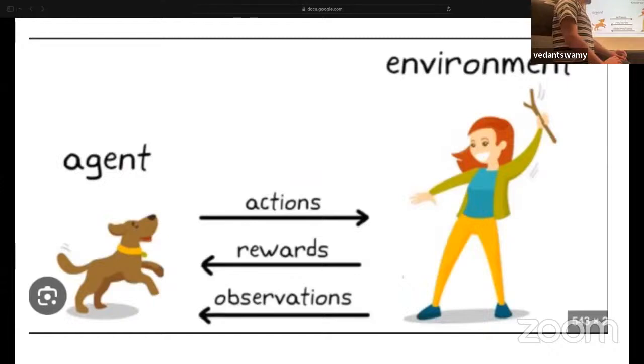So this can be seen in this slide, where we have the dog, which is the agent. This is the environment, and the goal of the dog is to fetch the wooden stick after it has been thrown. It performs an action, receives a reward as a result of the action it performs, and it observes the state in which it is in after it performs certain actions.